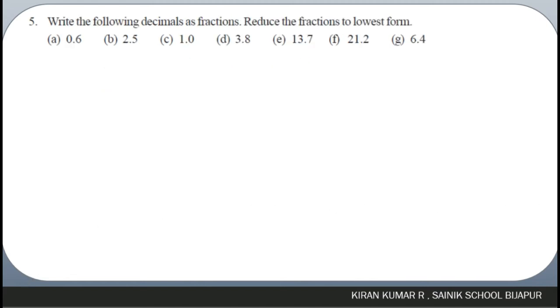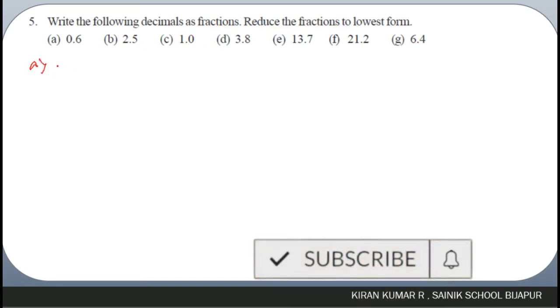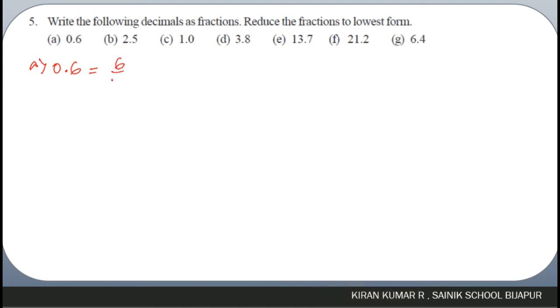Question number 5. Write the following decimals as fractions. Reduce the fraction to the lowest form. In the first one, we have 0.6. In fraction form, it is 6 upon 10, which will be 3 by 5, because both are divisible by 2.